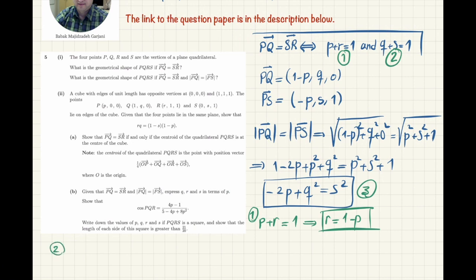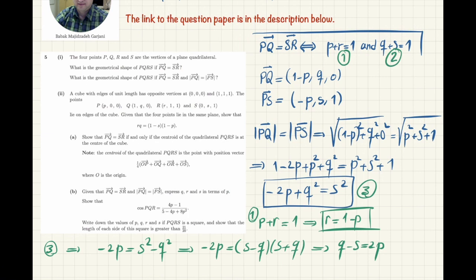But then I need to find Q and S in terms of P. So from number 2, for example, what can I do? We can use the trick. I realize that here I can start with number 3. This gives me minus 2P is equal to S squared minus Q squared. You agree? So here I moved Q squared to this side. But then I can see that I have a conjugate pattern, so it becomes minus 2P is (S minus Q) times (S plus Q). But what is S plus Q? S plus Q is 1. So here I can put 1. What I get is that Q minus S is 2P. Okay? And then I can call this one number 4.